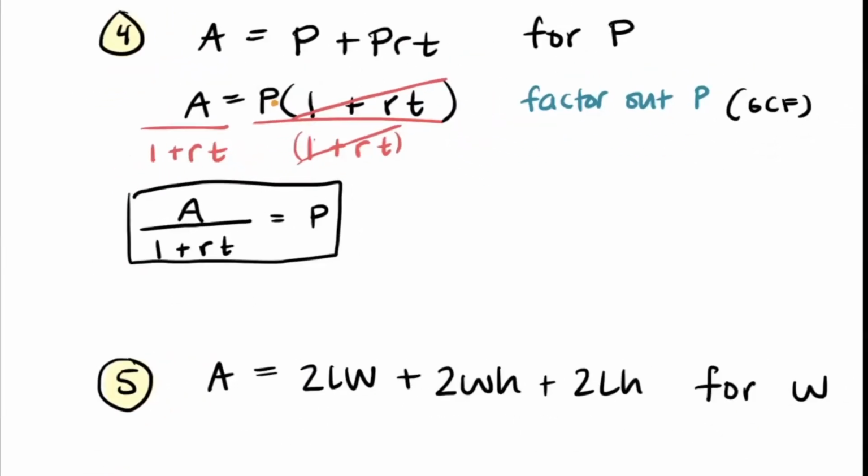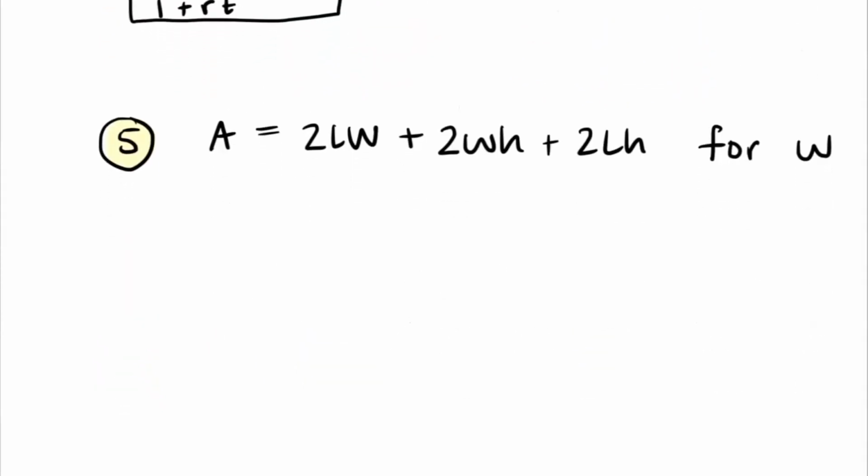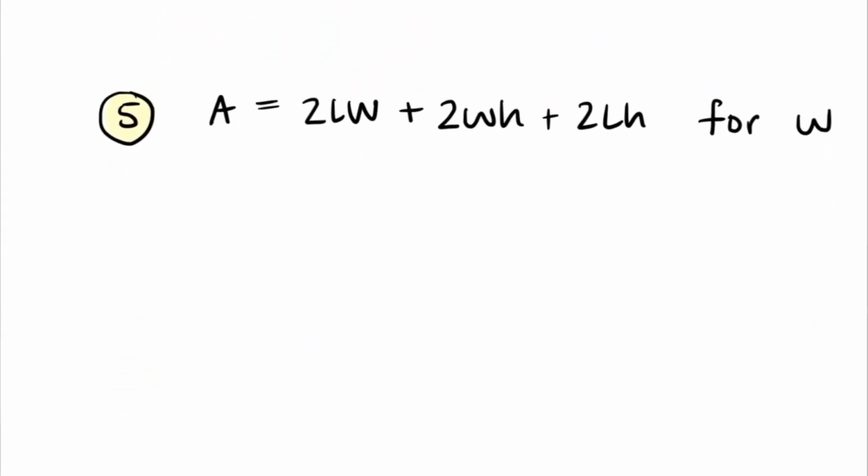All right, number 5 is similar. See if you can pause this and try to solve this equation for W. I don't expect you to know this, but this equation here is the surface area of a box with length, width, and height. And we want to solve this for W. So again, the W appears in 2 places. However, on the right side, we can't just factor out a W because it doesn't appear in this term.